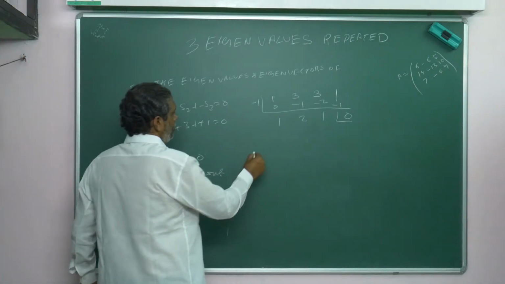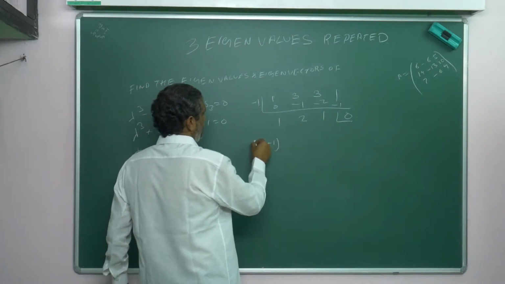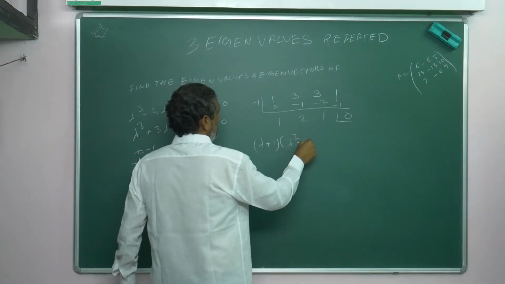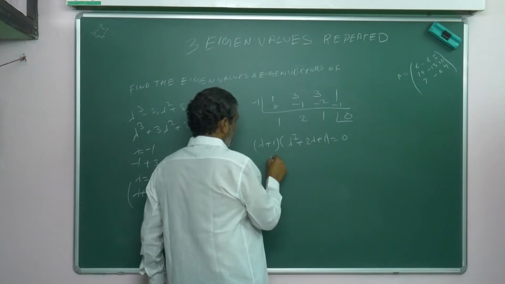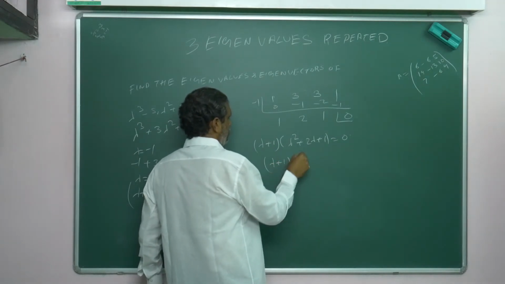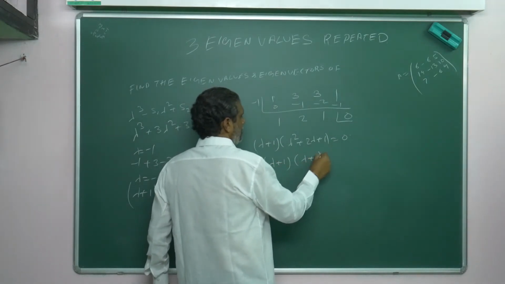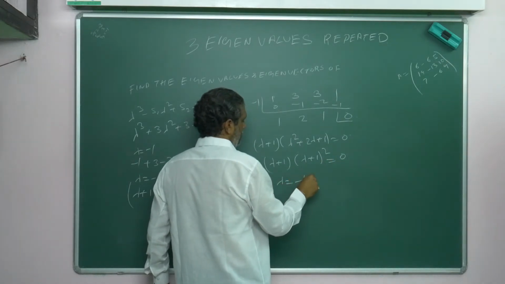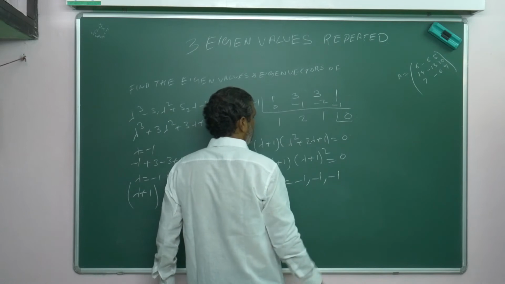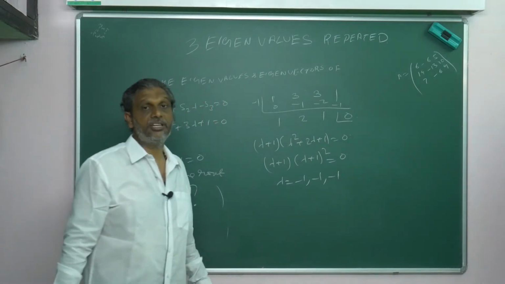So how can I write this? Lambda plus 1 into lambda square plus 2 lambda plus 1 is equal to 0. Now this is lambda plus 1 into lambda plus 1 whole square is equal to 0. So lambda is equal to minus 1, minus 1, minus 1. 3 times the same repeated, very dangerous.